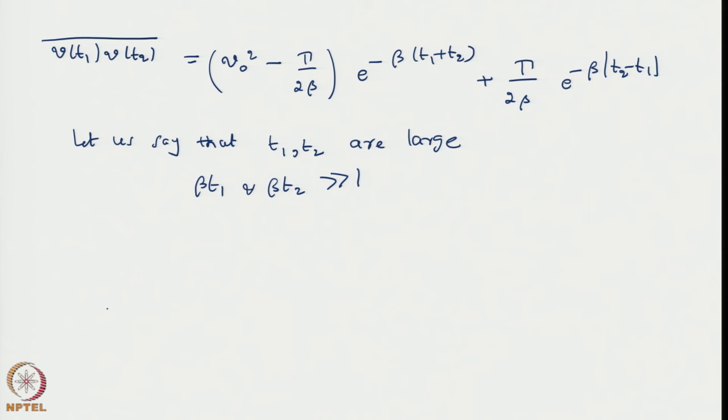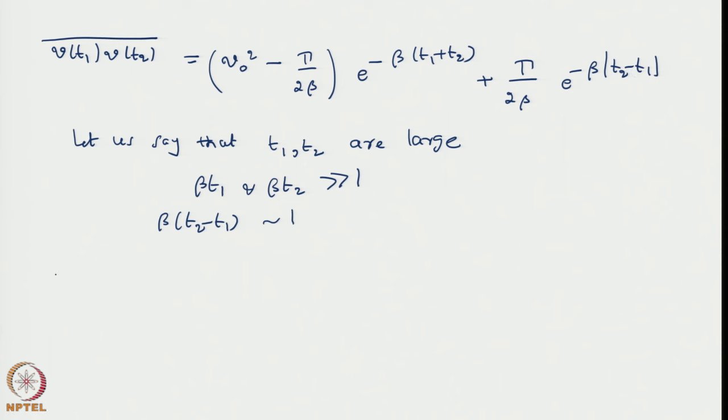However, it is possible that the difference beta of (T2 minus T1) can still be of the order 1. It could be comparable. T2 can be large; supposing beta T1 is, let us say, 10, beta T2 is 11, then both are large, but their difference 11 minus 10 may not be large. It is comparable to beta. So, under that condition, we can note from this expression that beta T1, beta T2 are very large, so this exponential decays, and we are left with the second term, which depends only on the difference of the time, which need not be large.